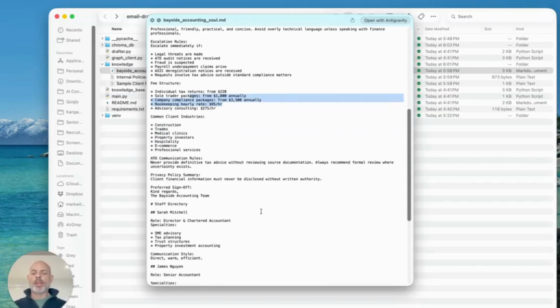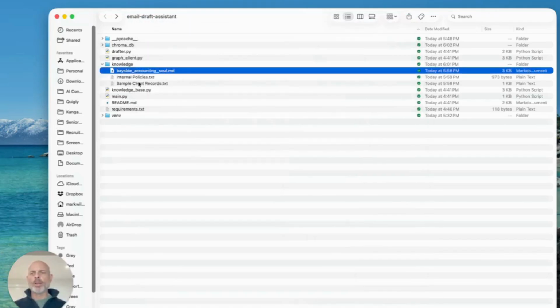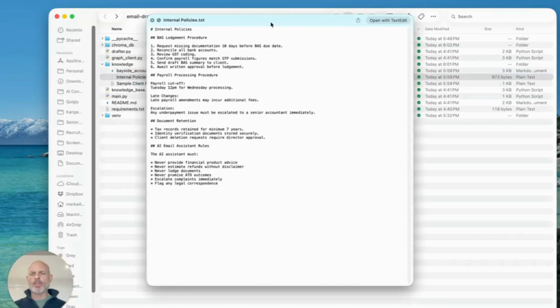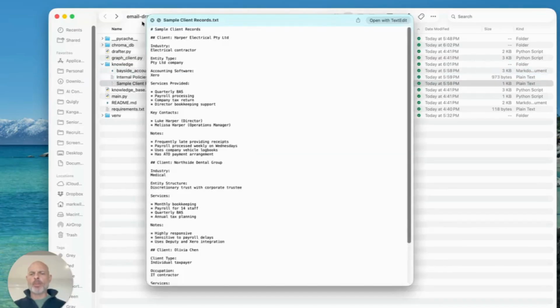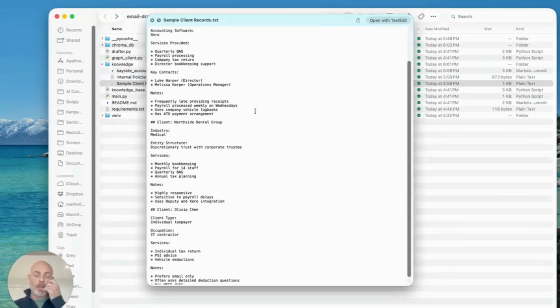It's about providing the AI with the information that you think it needs to enable it to provide good responses to your customers, clients, or prospective customers and clients. We've got our staff directory in here as well, and then we've also got our internal policies, a bit of information there, and some sample information about clients so that the AI knows a bit about the clients.